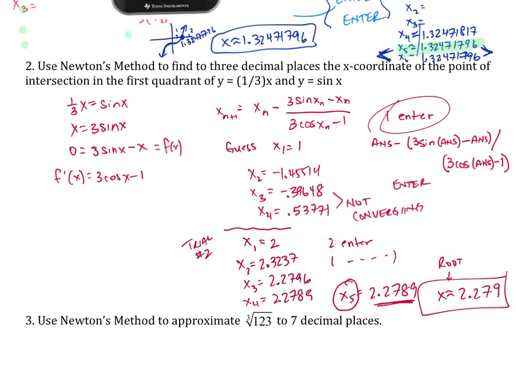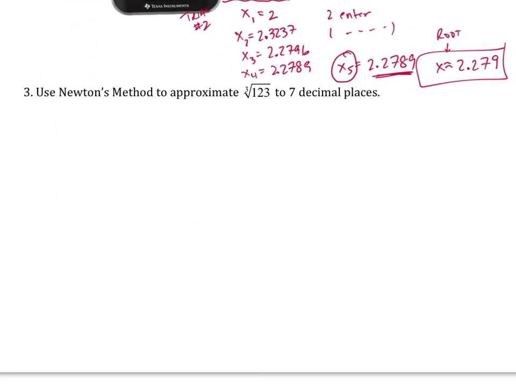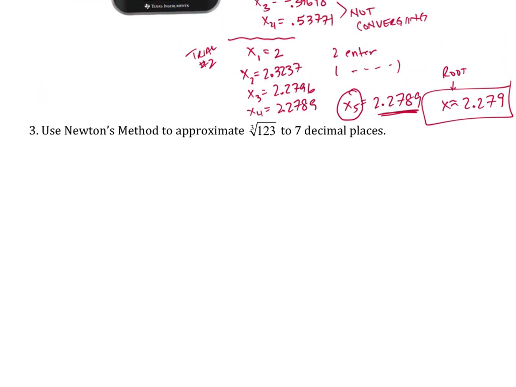All right, one last problem for us to do. Use Newton's method to approximate this to 7 decimal places. When you see a problem like this, and this is how they did these cube roots, 5th roots, 6th roots, 7th roots, basically back in the day. So basically what I need to do is I have to make this a function. And how do I make this a function?